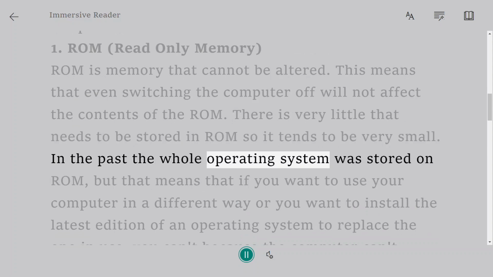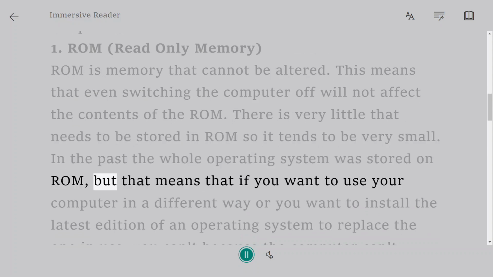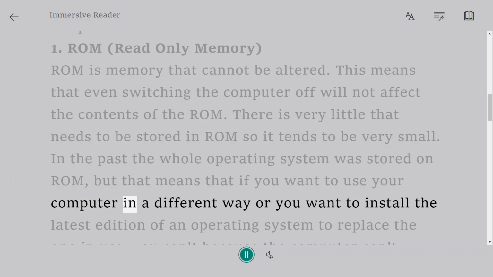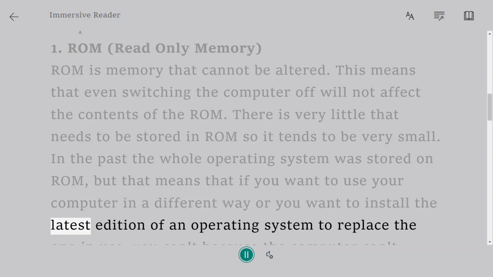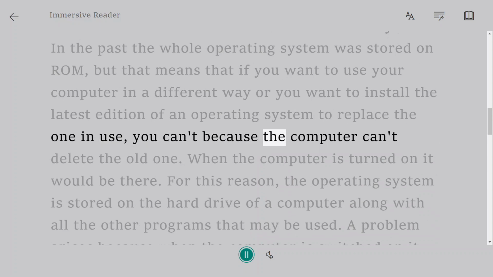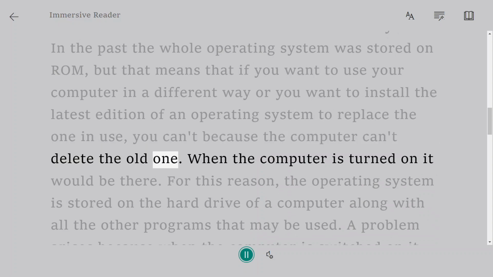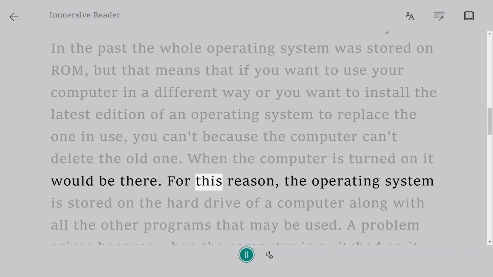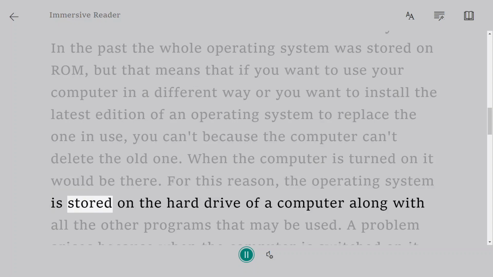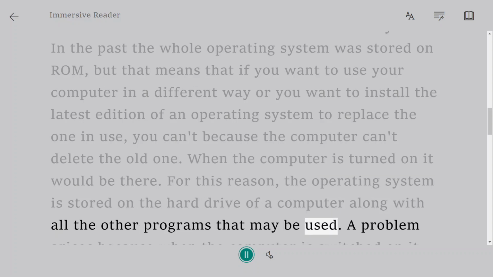In the past, the whole operating system was stored on ROM, but that means that if you want to use your computer in a different way, or you want to install the latest edition of an operating system to replace the one in use, you can't because the computer can't delete the old one. When the computer is turned on, it would be there. For this reason, the operating system is stored on the hard drive of a computer along with all the other programs that may be used.